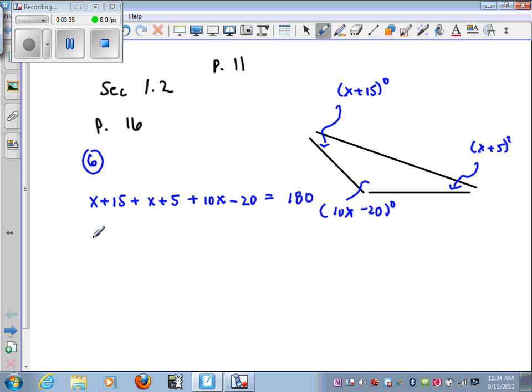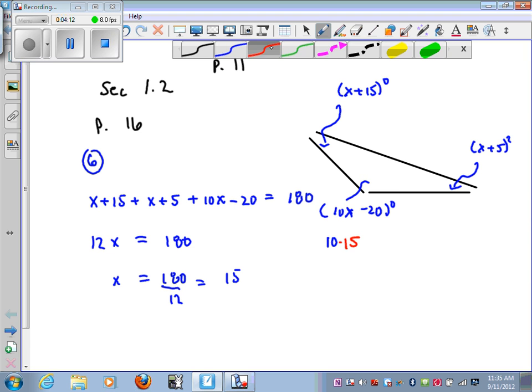So that's 12x on this side, and then it's 20 minus 20, so there's no constants on the left, and that's equal to 180. Now I solve for x: 180 over 12, and that's going to be 15. Now that's not the answer. For each one of these I have to substitute 15 in. So I'm going to go 10 times 15 minus 20. So this is 150 minus 20. This is 130 degrees.